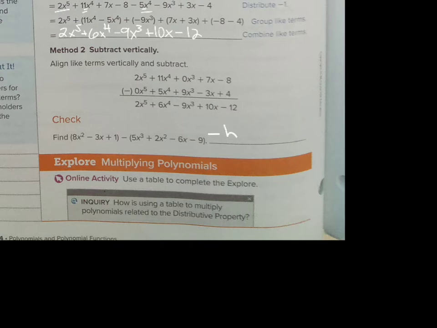So right, that should be a negative 5x cubed, positive 6x squared, positive 3x, positive 10. Is this okay?